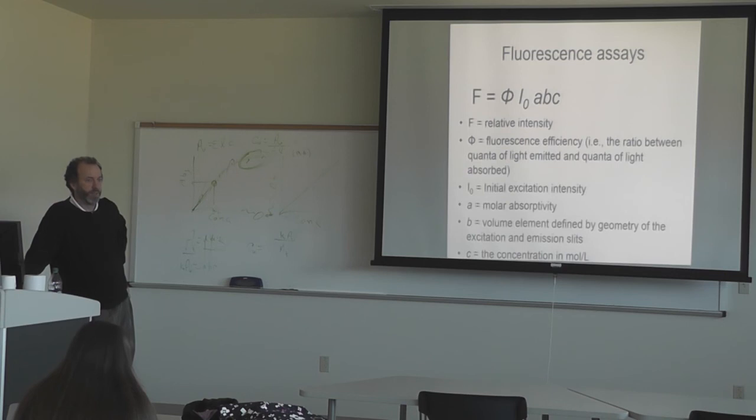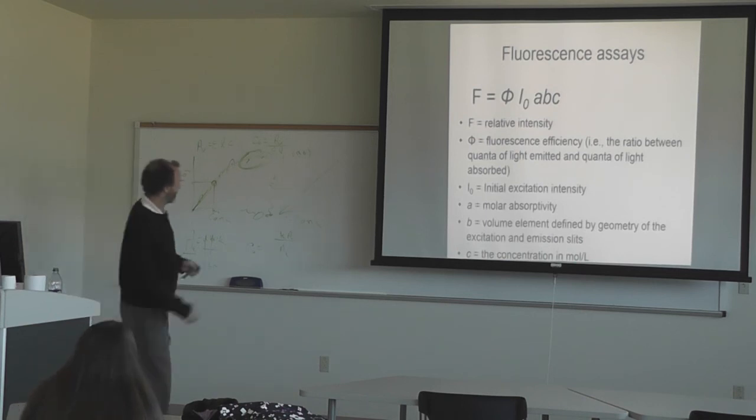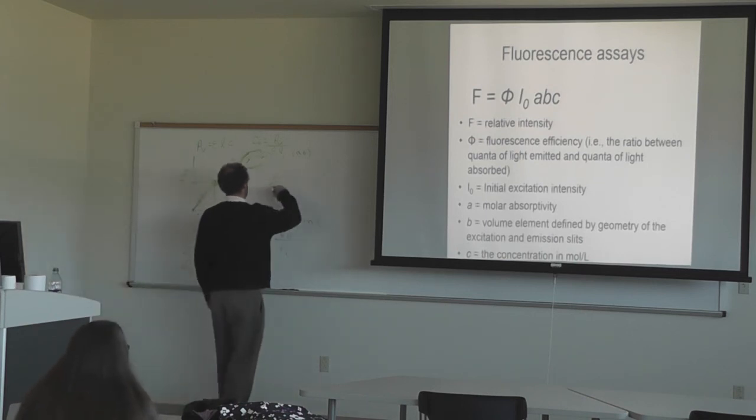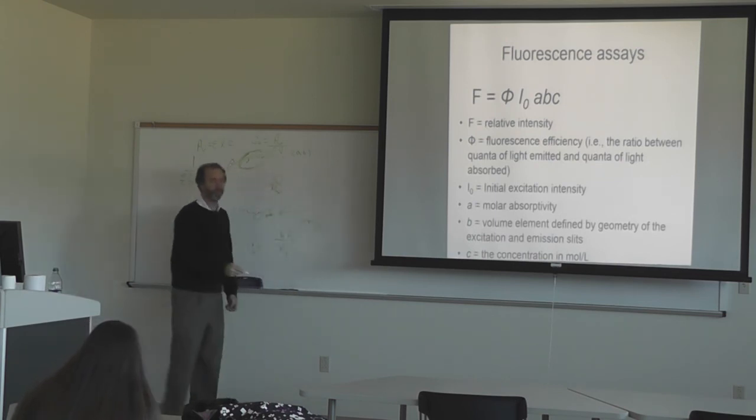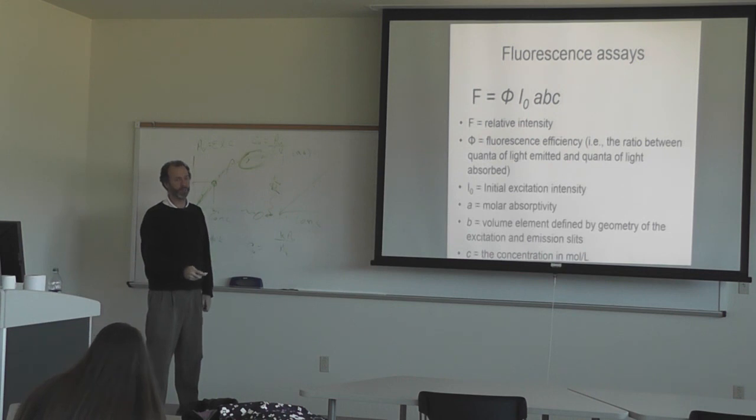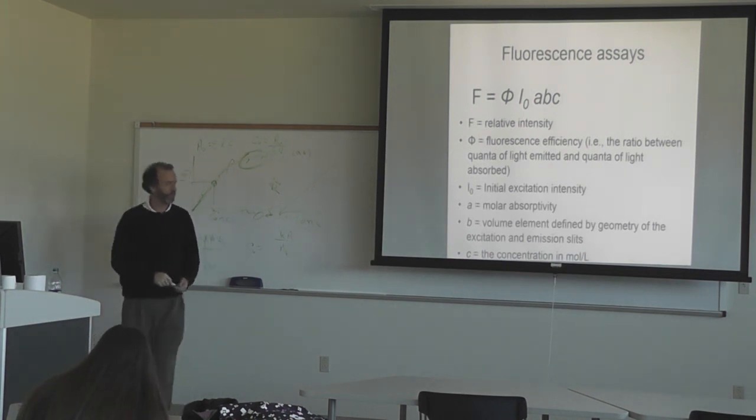So fluorescence measurements are going to be linearly related to your concentration, like this. The amount of fluorescence should increase in a linear manner based on concentration. Does that make sense?